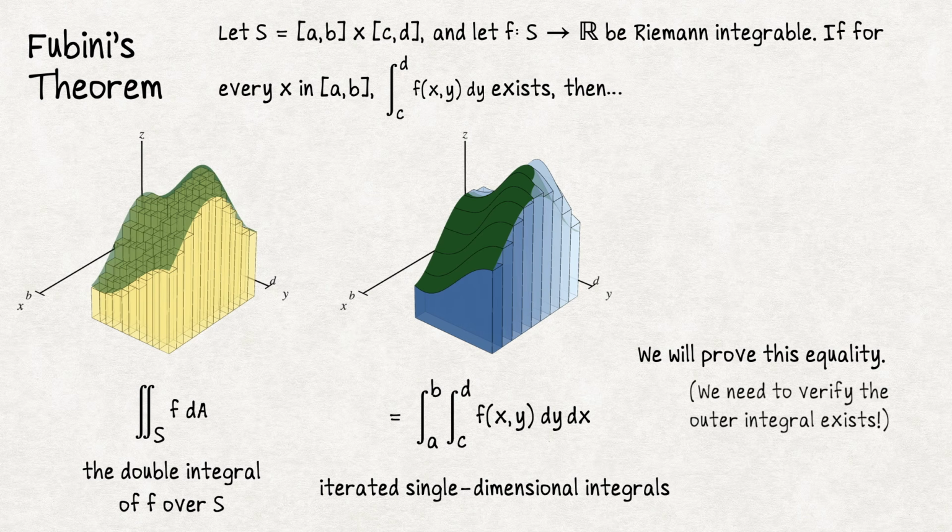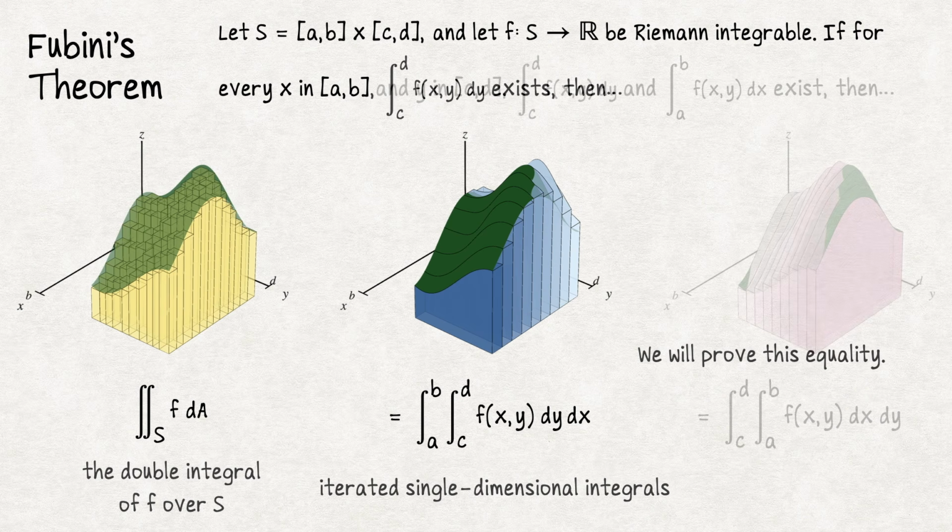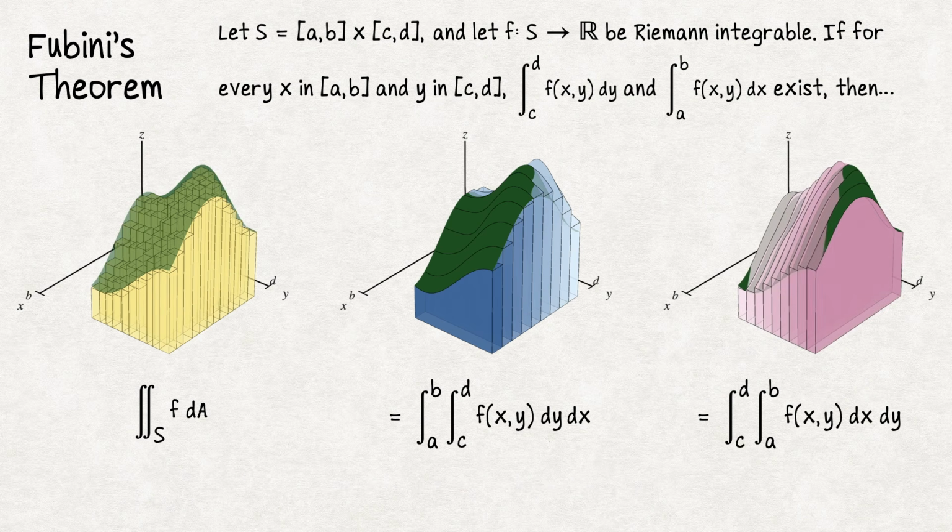So this hypothesis that in any x equals constant slice, we can integrate f with respect to y allows us to evaluate the double integral of f over S by first integrating with respect to y and then with respect to x. Here the order matters. On the other hand, if we know that f is also integrable in any y equals constant slice, so here if we fix y and then integrate f with respect to x from x equals a to x equals b, if that also exists, then we could reverse the order. So we could integrate f first with respect to x and then with respect to y.